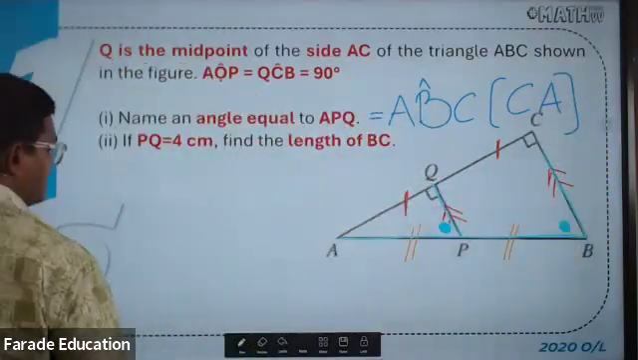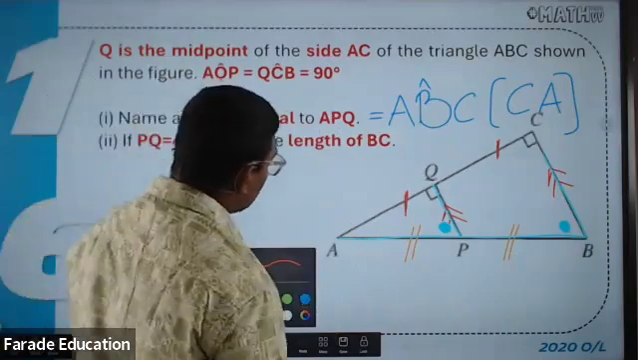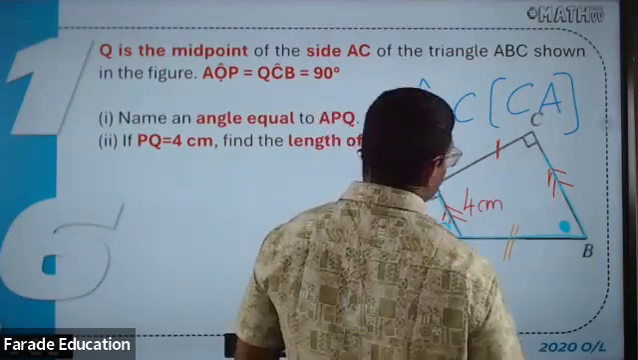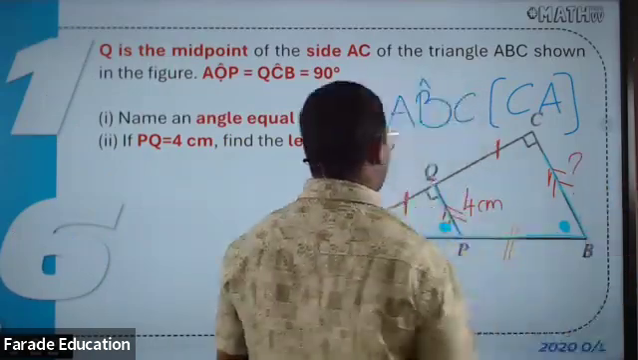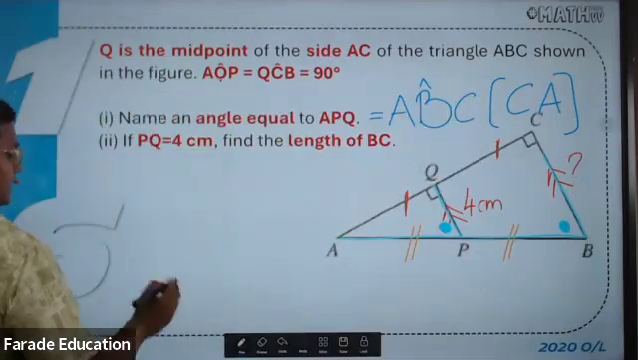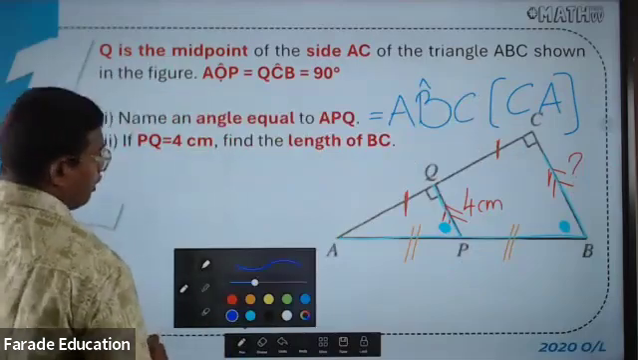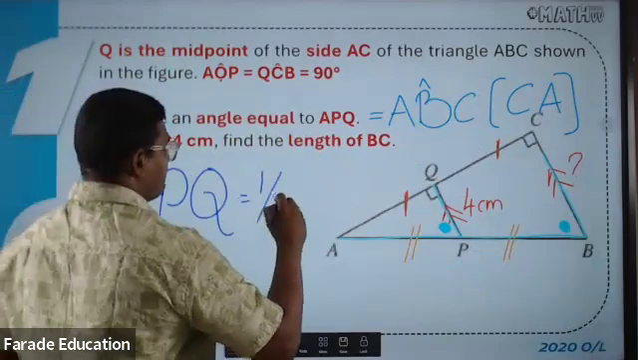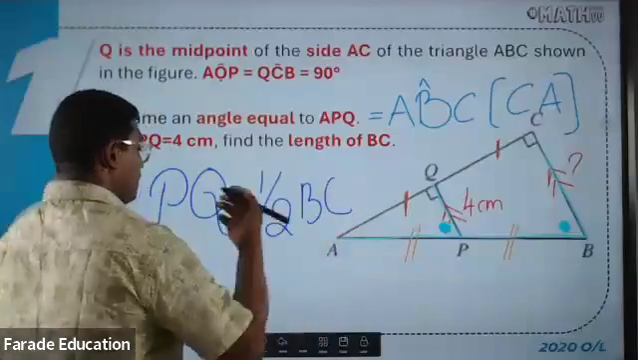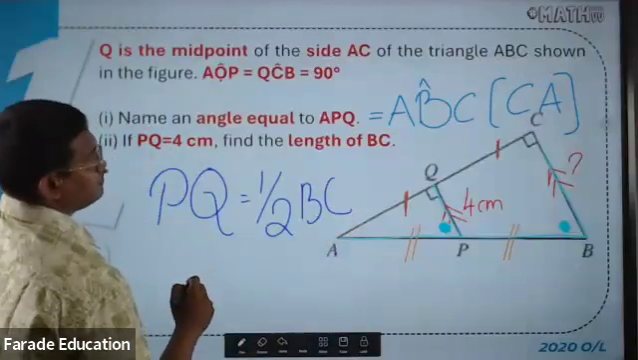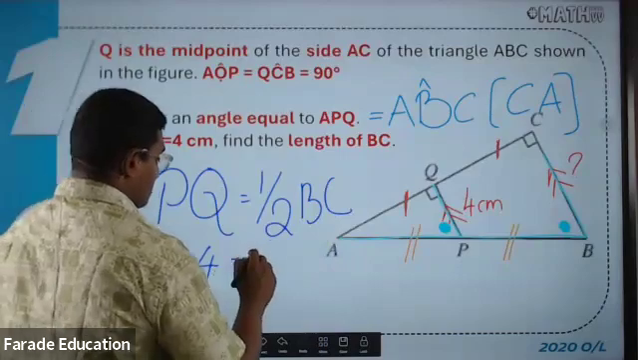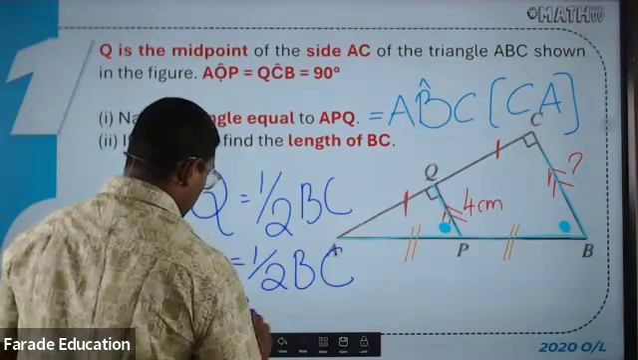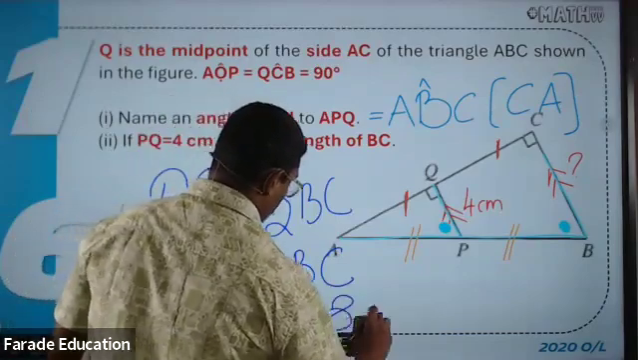If PQ is 4 centimeters, find the length of BC. But we know when we prove it under the midpoint theorem, PQ equals half the length of BC. Now I know PQ is 4, half into BC. Therefore, BC is equal to what? 8 centimeters.